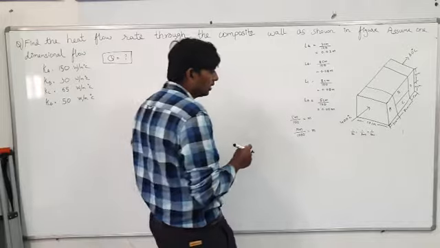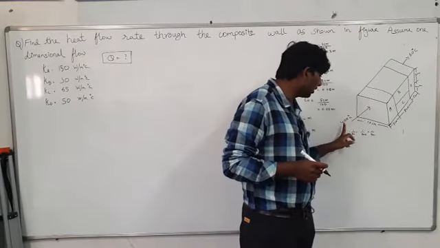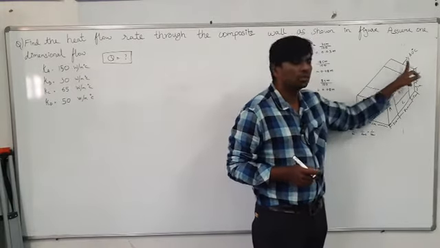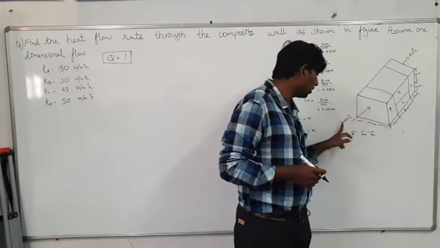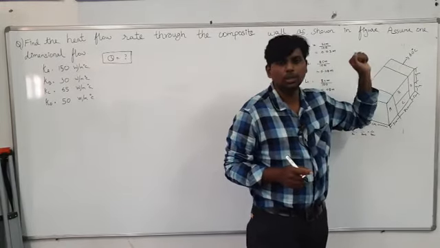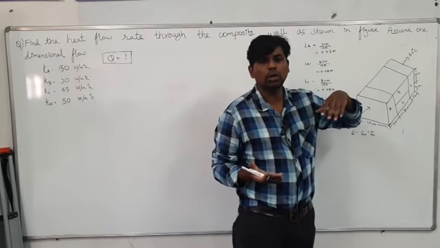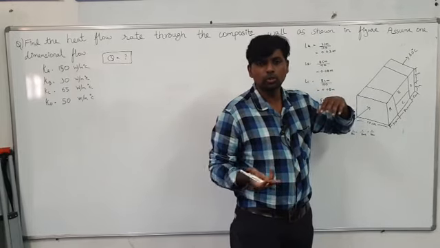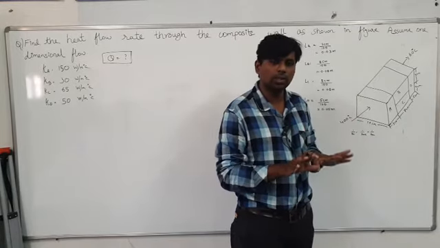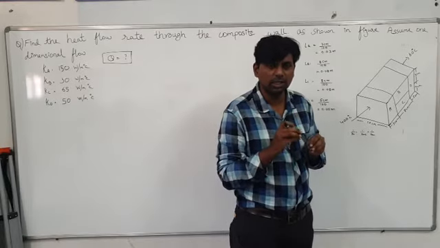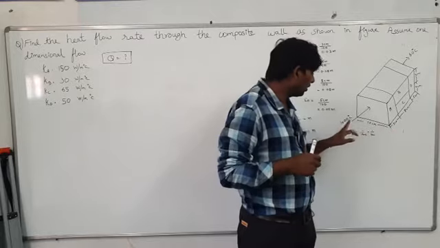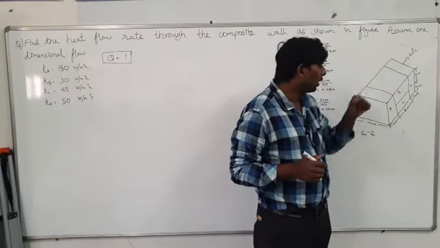For finding area, see here, heat flow is like this. This is the initial temperature and this one is the final temperature. Initial temperature is equal to how much? 400 degrees centigrade. Final temperature is equal to how much? 60 degrees centigrade. If you want to convert into Kelvin, you can; it's up to you. Better to keep in centigrade only. If it is given in Kelvin, better to keep in Kelvin only. Nothing will happen, the values also will not change.